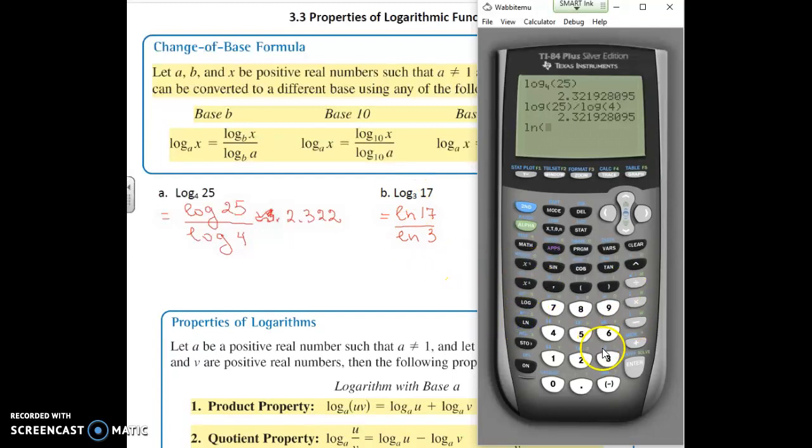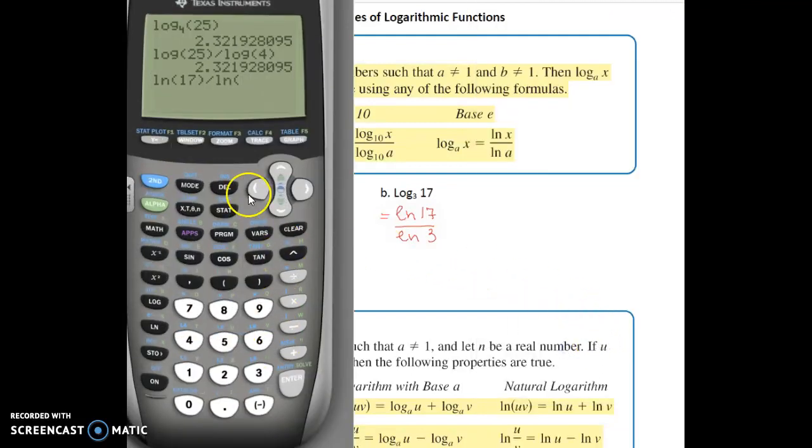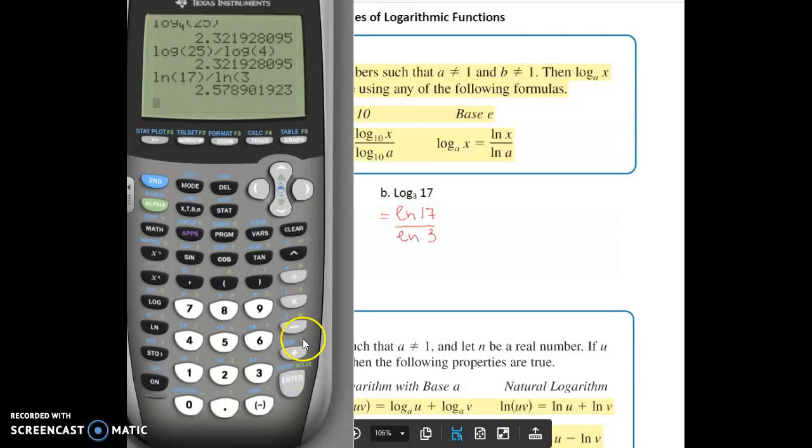We have the natural log of 17 divided by the natural log of 3. And that is approximately 2.579. And of course, we're rounding appropriately.